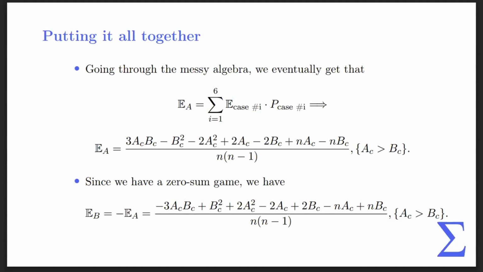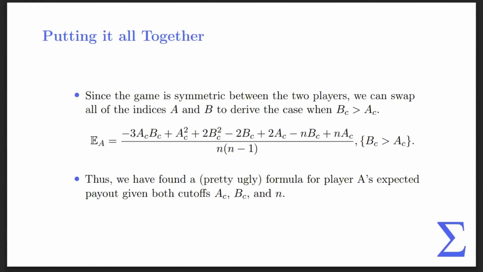And then what we can actually do is, since this game is symmetric, basically we can take this formula and replace every A with a B and every B with an A, right? So if we do that, we can essentially just derive the case when player B's cutoff is greater than player A's cutoff, just by swapping all the variables. So that's a neat way to derive that without going through all the cases again.